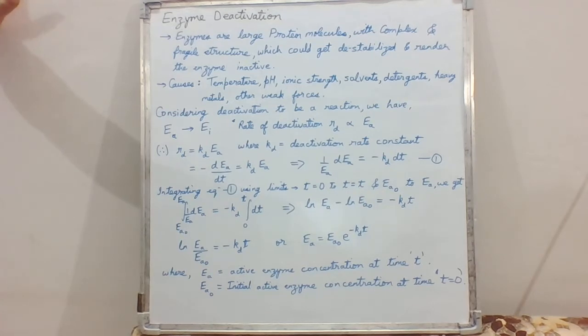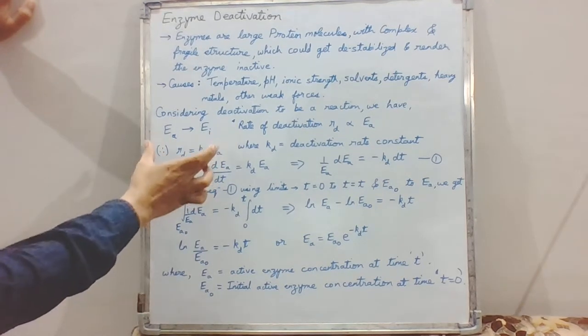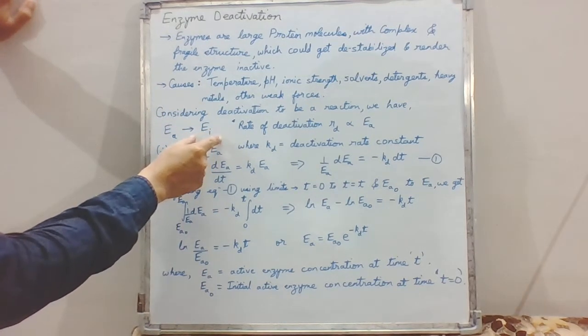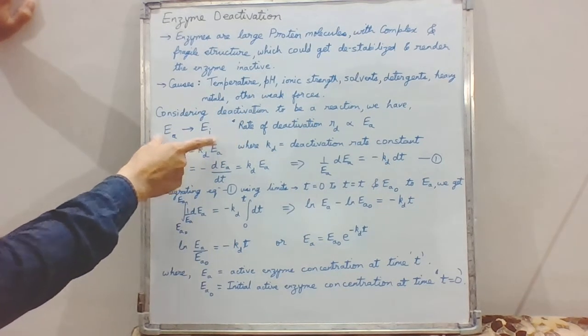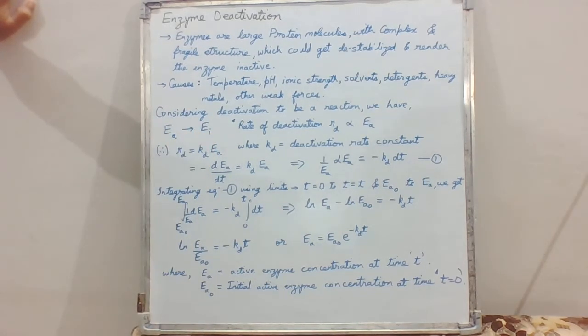Since enzymes are large protein molecules with a complex and fragile structure, they get easily destabilized by various factors like change in temperature, pH, ionic strength, use of solvents, detergents, heavy metals, and other weak forces. So these are the various factors by which enzymes can be deactivated. If we consider enzyme deactivation to be a reaction of this simple type, we can see that active enzymes are getting converted into inactive forms in the deactivation process. So we can consider active enzymes as the reactants and the inactive enzymes as the products, the unfavorable products.